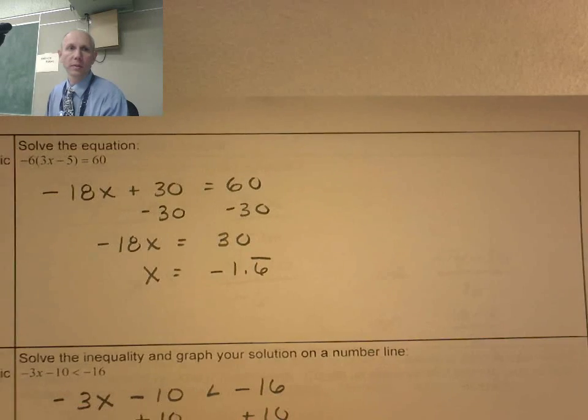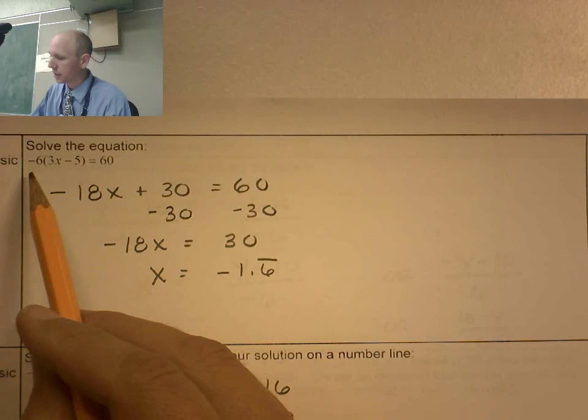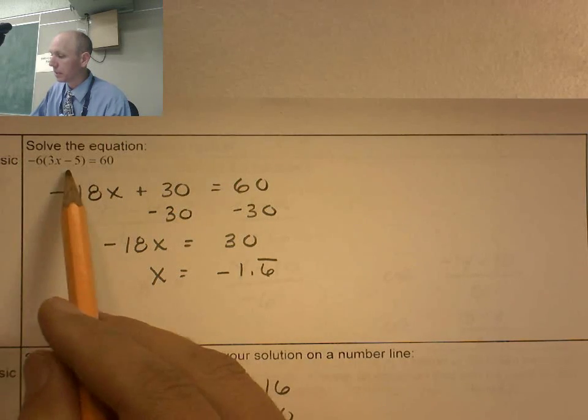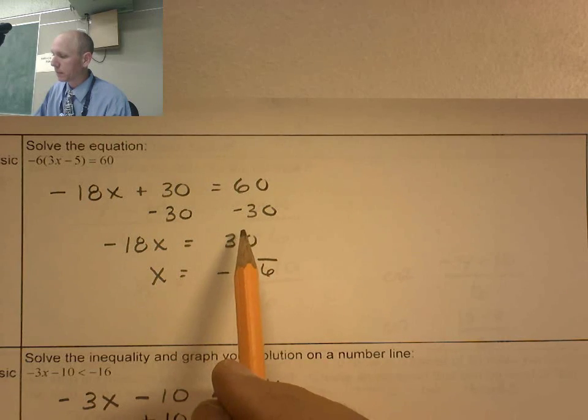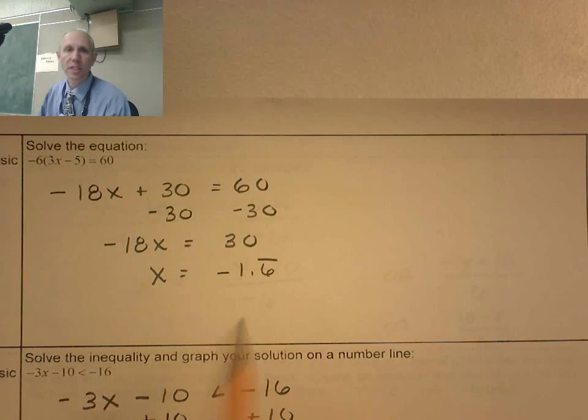Here's an equation. This is a multi-step equation. I'm going to start by distributing the 6. So negative 6 times 3 is negative 18. Negative 6 times negative 5 is positive 30. I'm subtracting 30 from both sides, and then I'm dividing both sides by negative 18, which gives me 1.6.